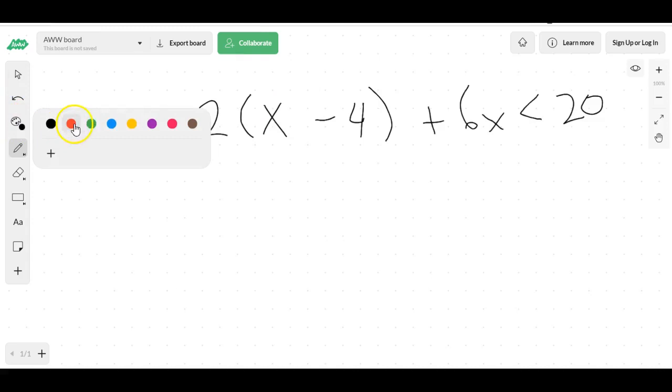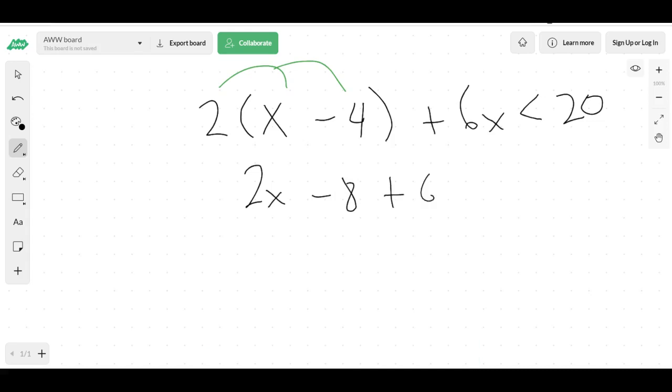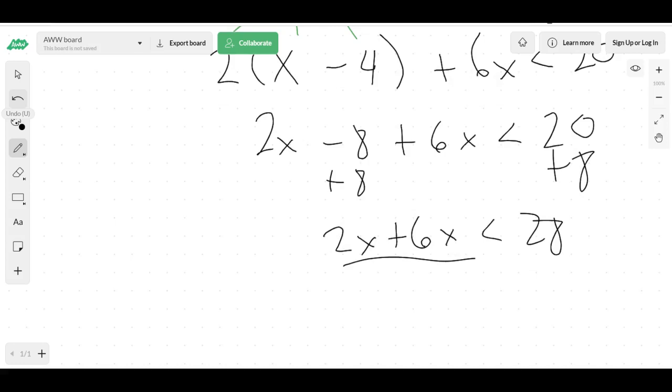Okay, so for this problem again, what we'd want to do is distribute. That's going to give me 2x minus 8 plus 6x is less than 20. Then we're going to want to add 8 to both sides. And that's going to give us 2x plus 6x is less than 28. We're then going to add these two things together and get 8x is less than 28.